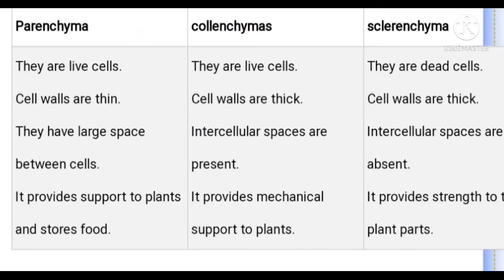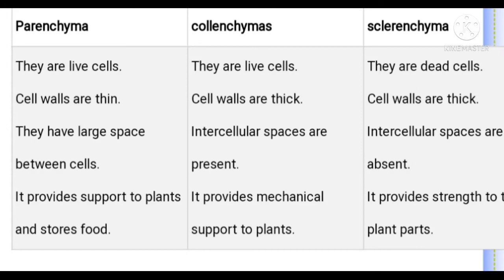Parenchyma, they are live cells. Even the collenchyma, they are live cells, but the sclerenchyma, they are dead cells. In the first one, the cell walls are thin, then in collenchyma the cell walls are thick, and in sclerenchyma the cell walls are also thick. In parenchyma, they have large space, since their cell walls are thin. In the collenchyma, the intercellular spaces are present, but in sclerenchyma, intercellular spaces are absent.